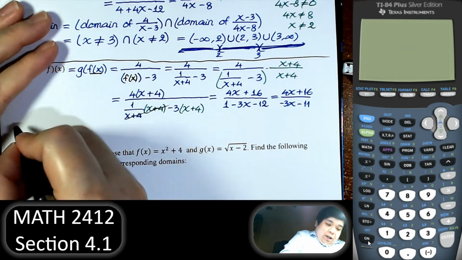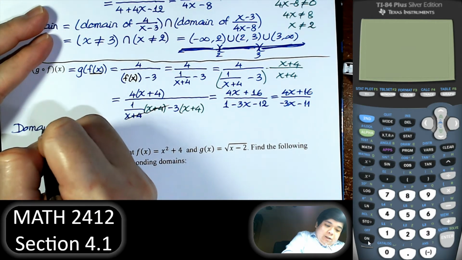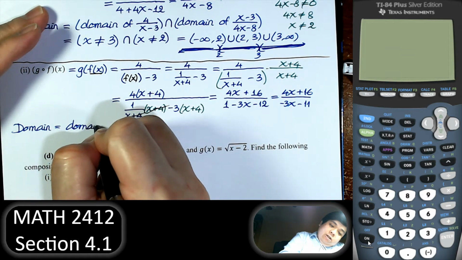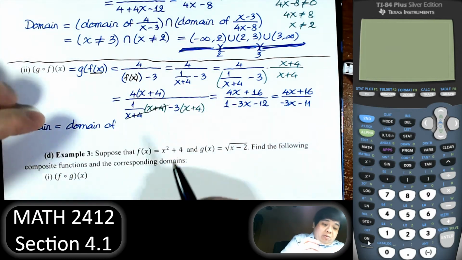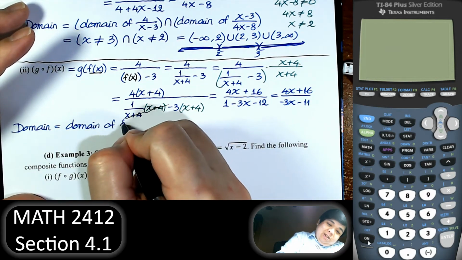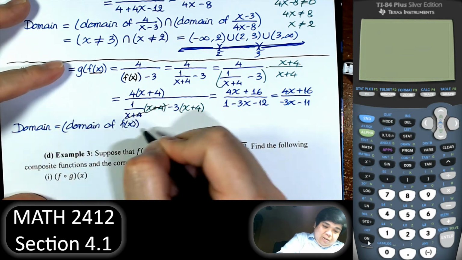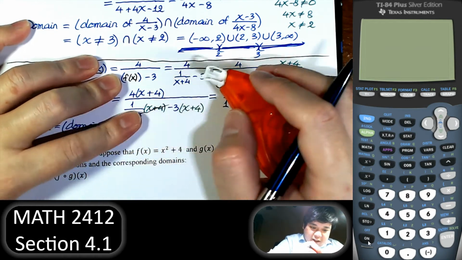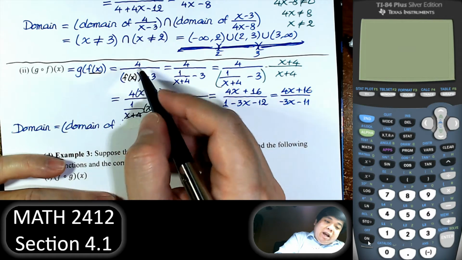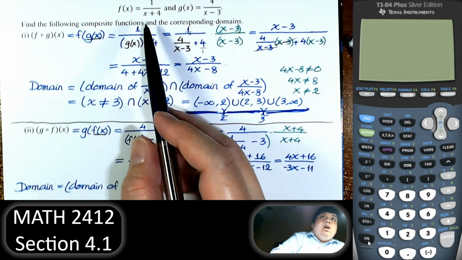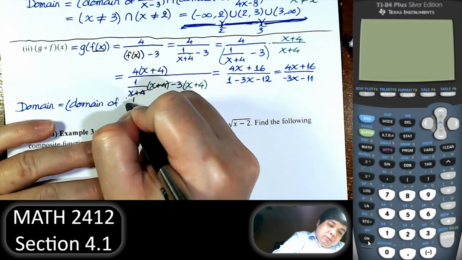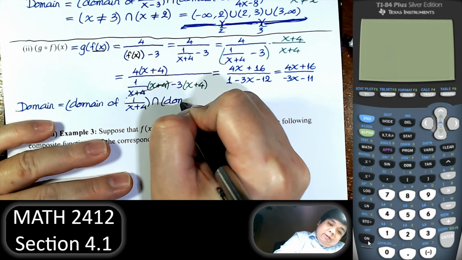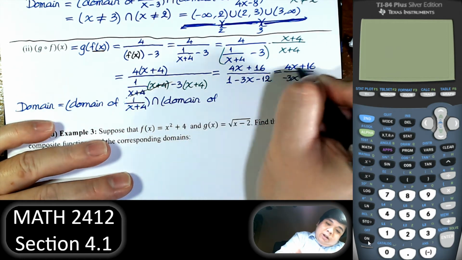Right? The domain will be the domain of the inner function, because it has to be defined first. I just write the inner function because we don't have a lot of space here. Right, domain of the inner function f of x. f of x is 1 over x plus 4, intersect with the domain of the combination.